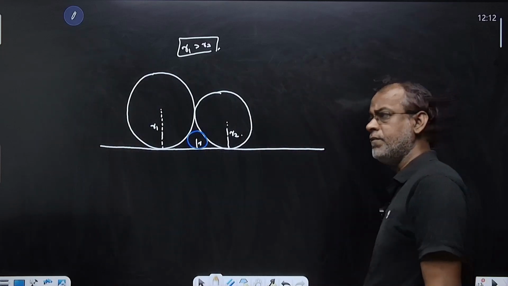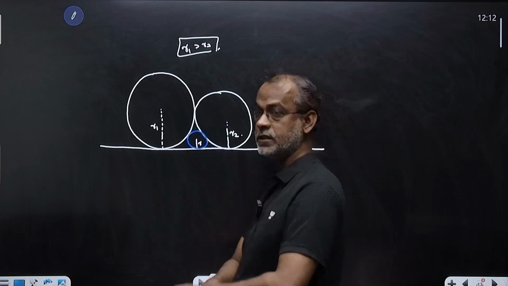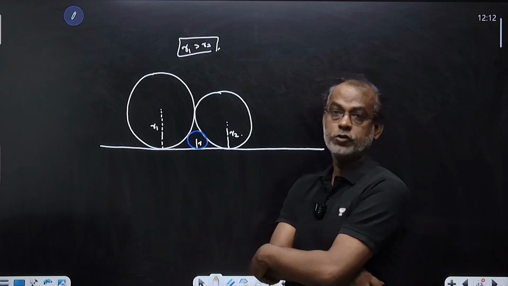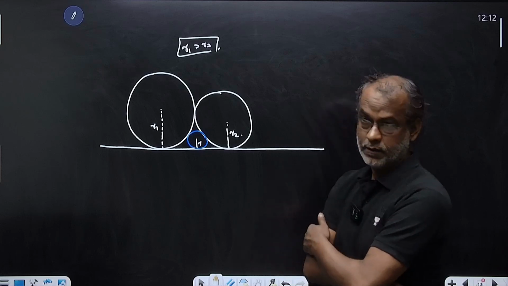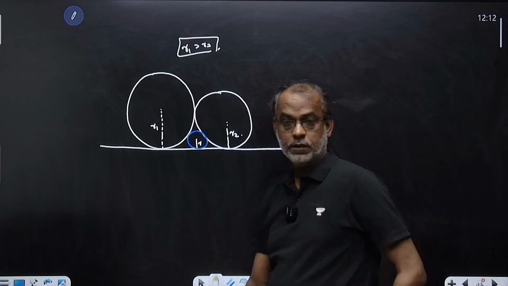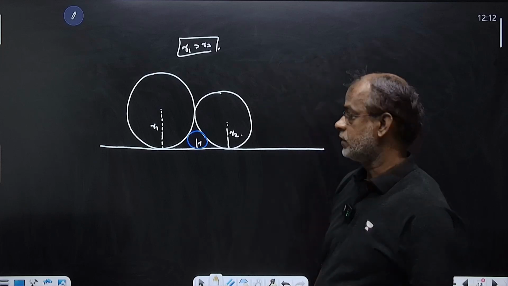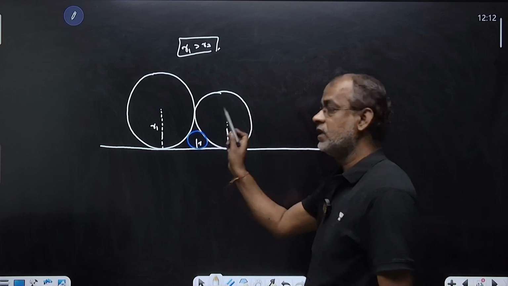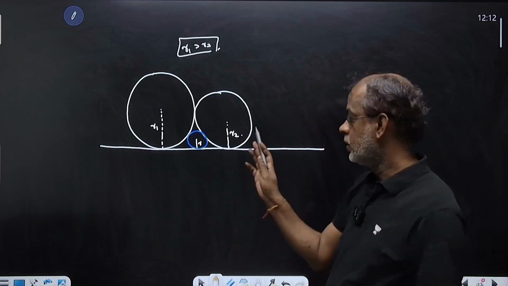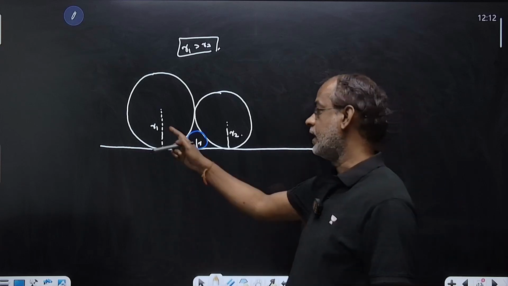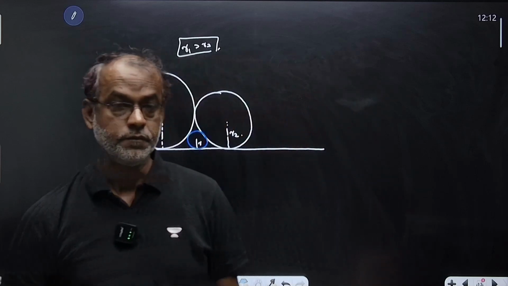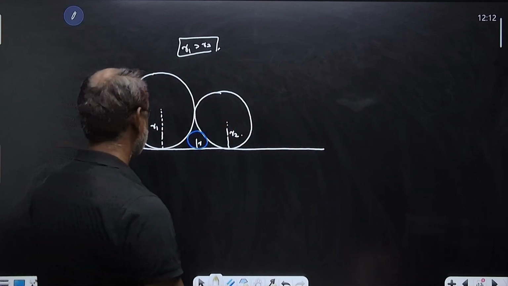The language of the problem is that two circles touch each other externally and they are also tangent to a line. A third smaller circle is drawn touching the two circles externally and also their common tangent. What is its radius, given that the two circles have radii R1 and R2?